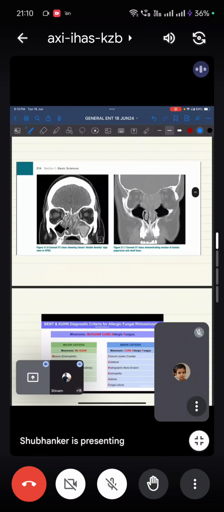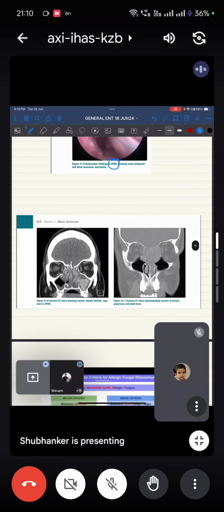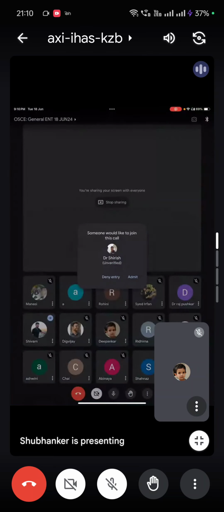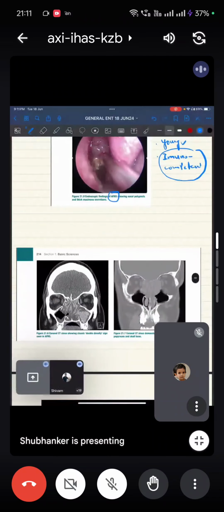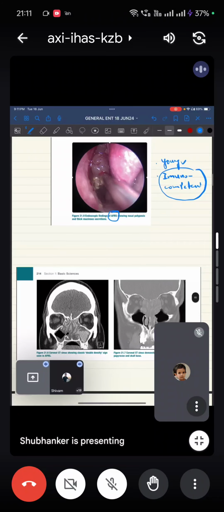Okay. So what I would like to mention, the first is your Bent and Kuhn classification. Second, the thing you have to remember, that generally these patients are young, and second thing is these patients are immunocompetent. This is an important thing. Normally we have this preformed notion in our mind that these people will be immunodeficient patients. No, AFRS patients are immunocompetent patients.